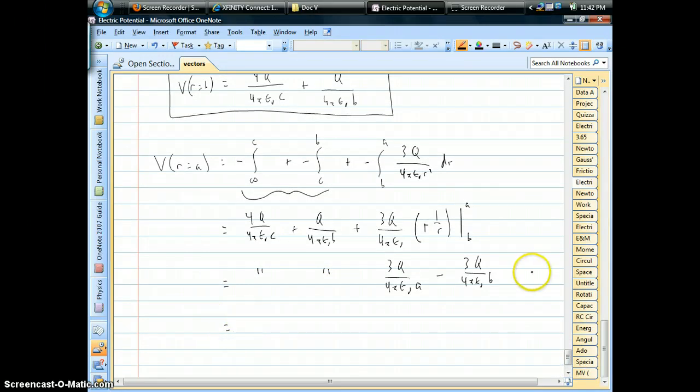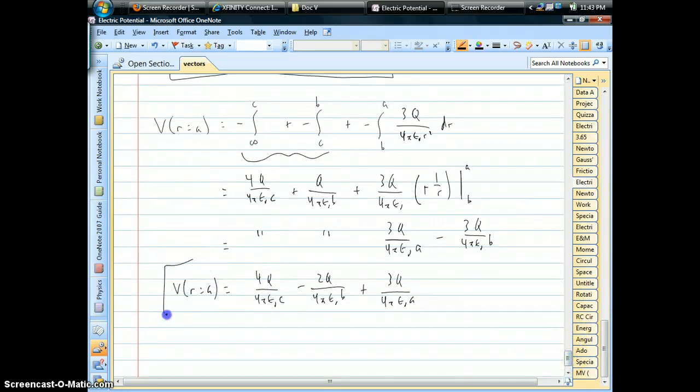And we can simplify just a tad. We have this 4q over 4 pi epsilon c. We have two terms with 1 over b in it, so that's going to be a plus q and a minus 3q. That's going to be minus 2q over 4 pi epsilon b, and then we have left this third term, 3q over 4 pi epsilon a. So this big old mess, adding all these voltages together, is what we get for that small shell.